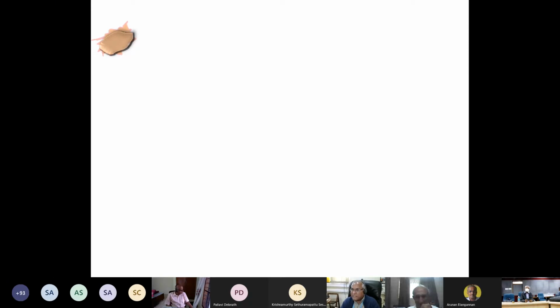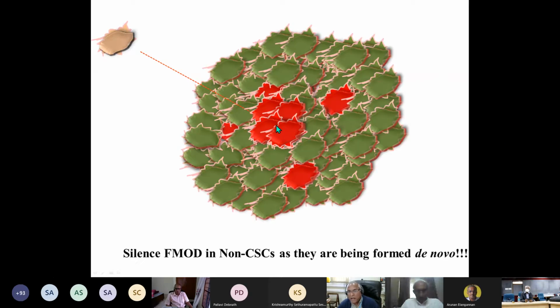But non-CSCs are not formed like that. They are formed de novo. When the CSCs are forming the tumor, they are formed through differentiation. So this is how it happens. Stem cells get mutated to cancer stem cells, and then they divide and differentiate, and the non-stem cells are formed de novo by differentiation. So suppose you can silence FMOD in the non-CSCs as they are being formed, will it affect the growth of the tumor?